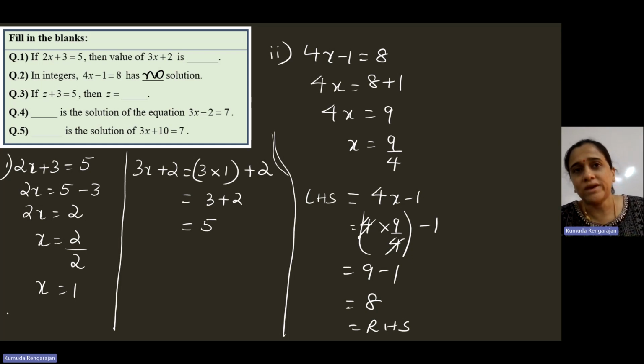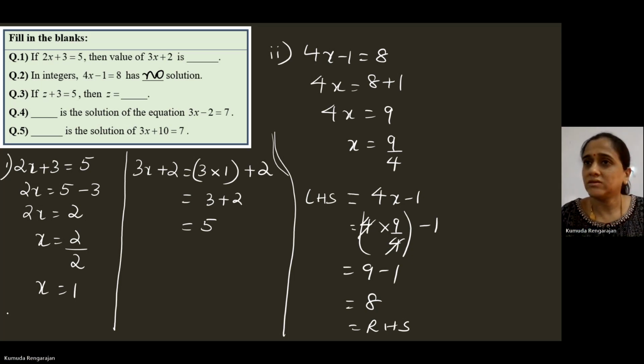In place of x, when you use 9 by 4, the answer you get is 8, which is the value in the RHS. This means 9 by 4 satisfies the equation. When you take, excuse me, when you take x as 9 by 4, the LHS is equal to the RHS. Okay, which means 9 by 4 satisfies the equation, or 9 by 4 is the solution to this equation.